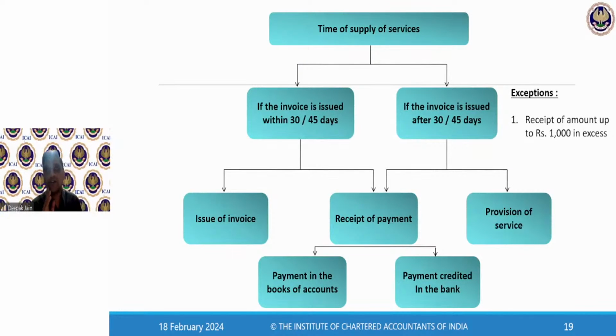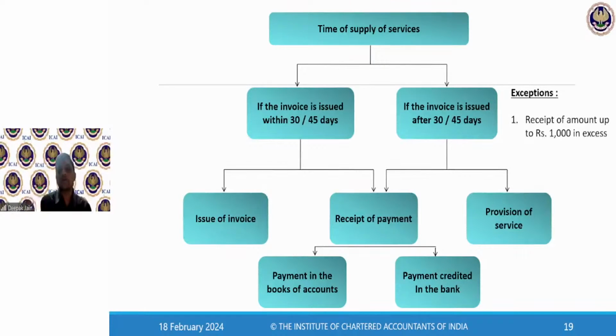That's where this exception is coming, saying that if there is an excess amount of 1,000 rupees, so in this case it's 60, you don't have to pay GST on that for such excess up to the amount of rupees 1,000. Okay, up to 1,000 rupees in excess, you don't have to pay taxes on advance. You can pay it when you raise an invoice. If the excess is 2,000 rupees or 1,500 rupees, then you have to pay GST at the time of advance itself.